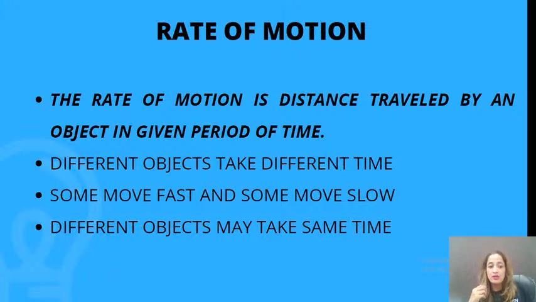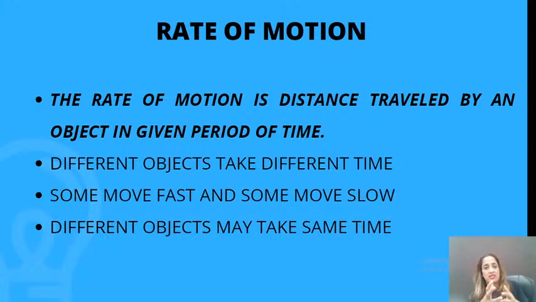Everybody has a different rate of motion. Some objects move fast. Some objects move slow. Sometimes different objects take different times to reach somewhere.